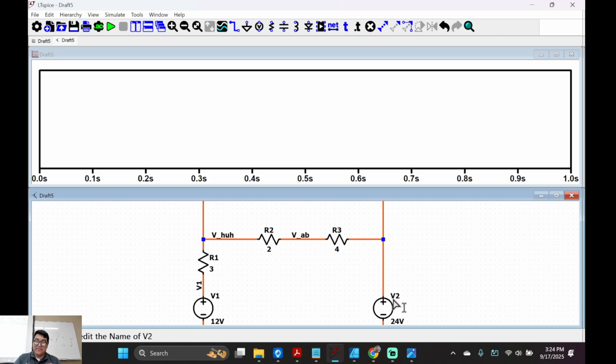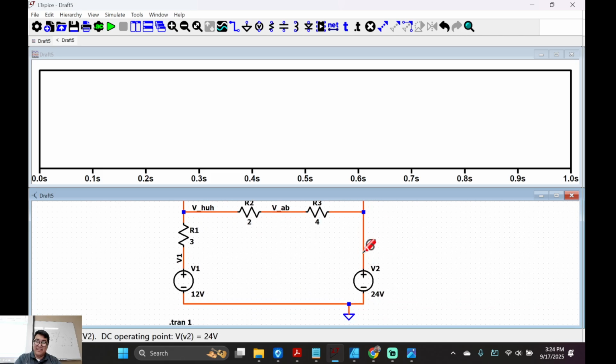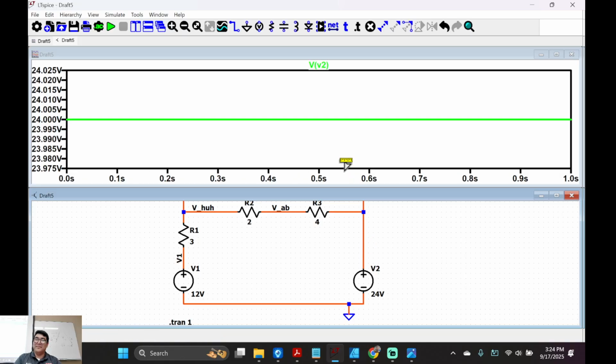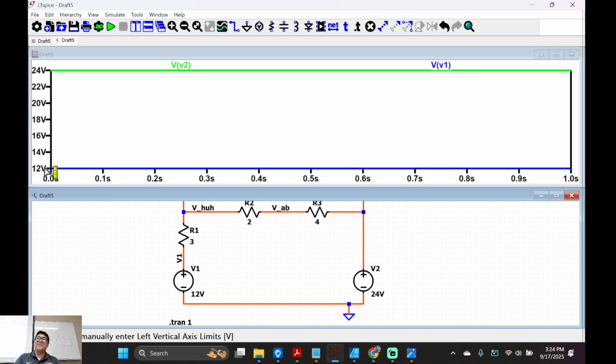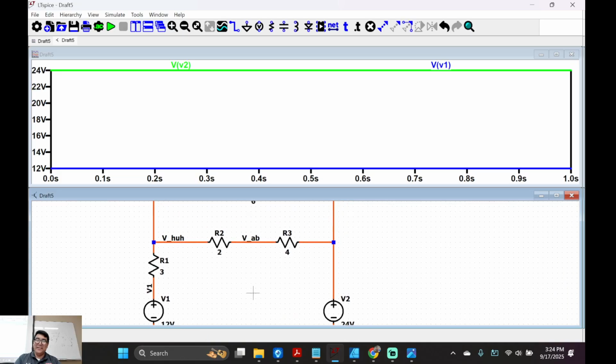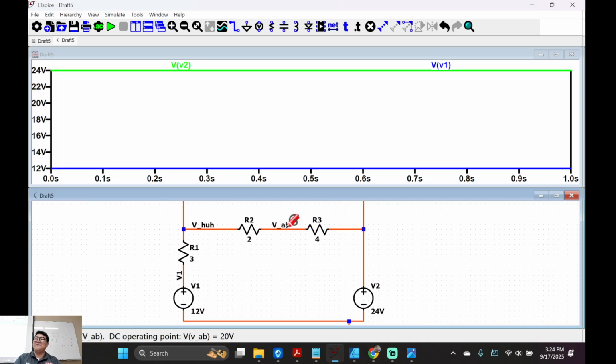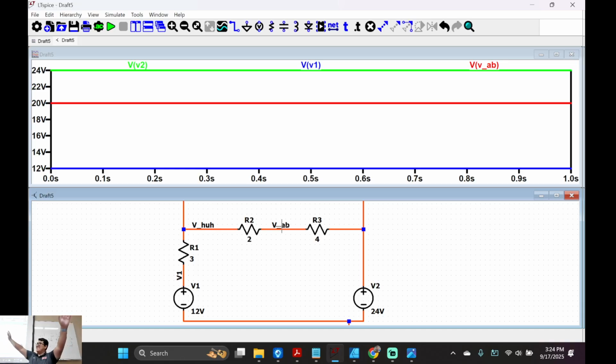What's our voltage right here? 24, right? Oh, you like that? 24 volts. What's the voltage over here? 12. You like that? Feeling good? We just said the voltage at VAB is 20, right? Let's see if I was right. Oh, baby, let's go. Feel good?